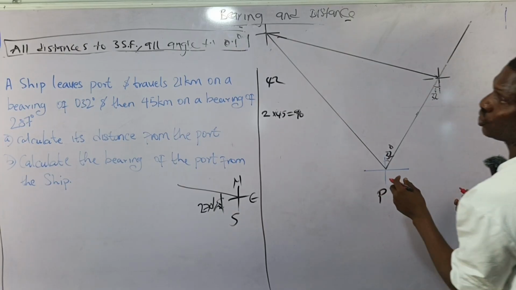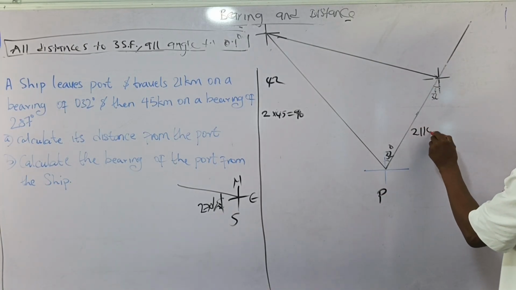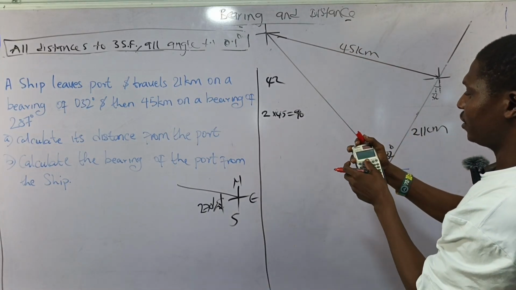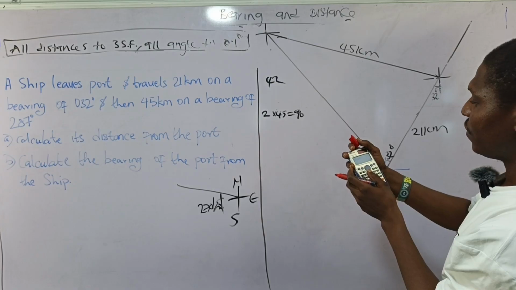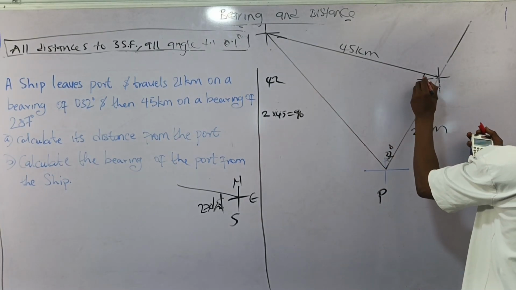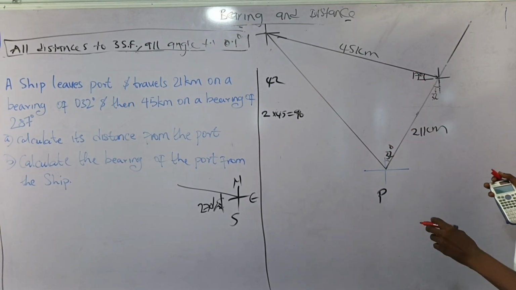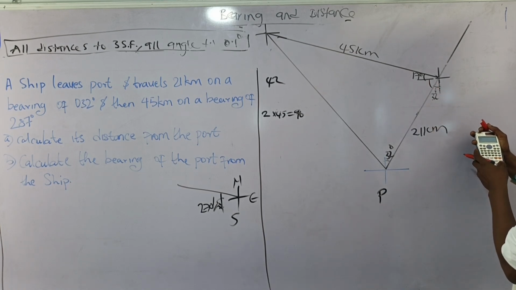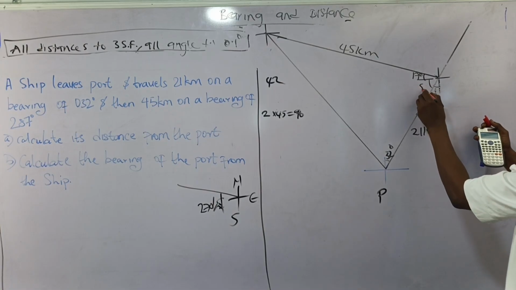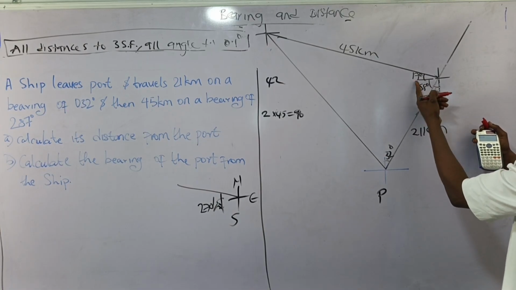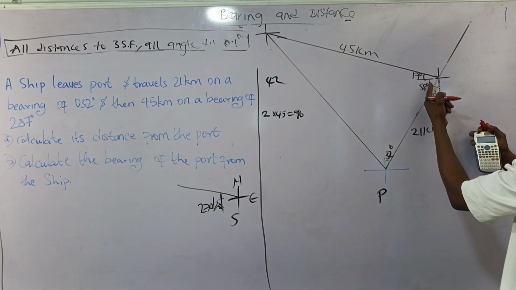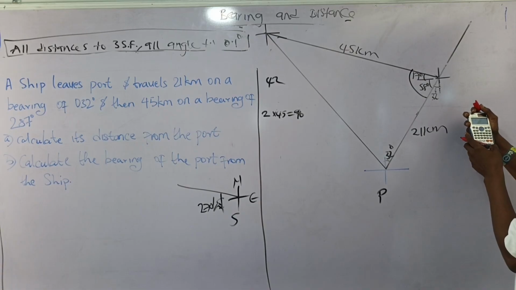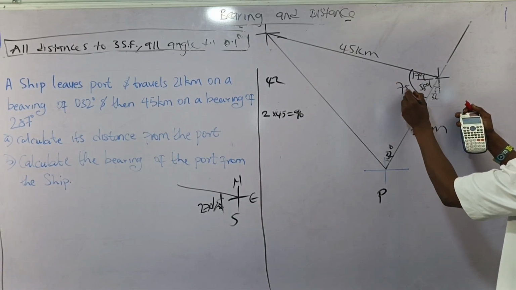The first was 21 kilometers, then 45 kilometers. Now when I checked 287 minus 270, I got this little angle to be 17 degrees. Now remember, if this is 32, then here should be 90 minus 32, which gives me 58 degrees, because in between south and west is 90. So I'll add up these two angles now, 58 plus 17. I'll have 75 degrees.